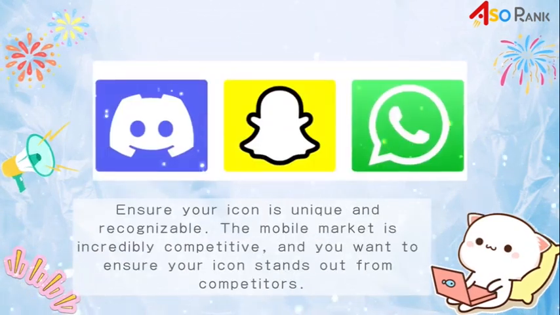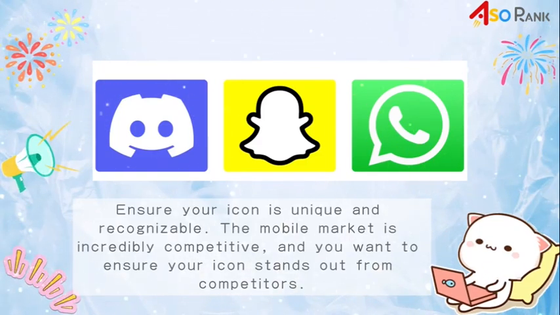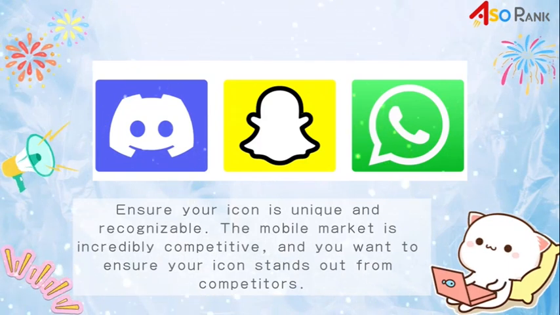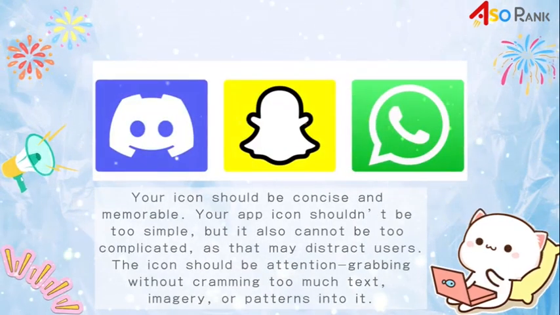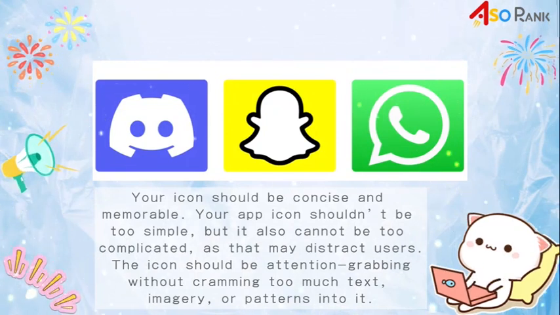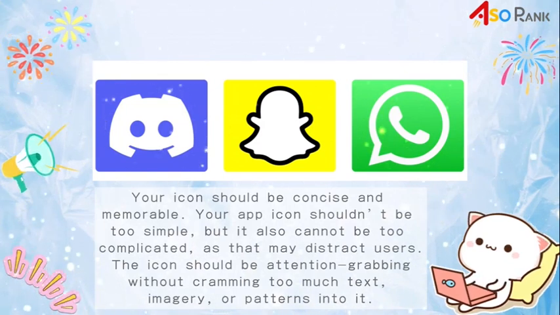Ensure your icon is unique and recognizable. The mobile market is incredibly competitive, and you want to ensure your icon stands out from competitors. Your icon should be concise and memorable. Your app icon shouldn't be too simple, but it also cannot be too complicated, as that may distract users. The icon should be attention-grabbing without cramming too much text, imagery, or patterns into it.